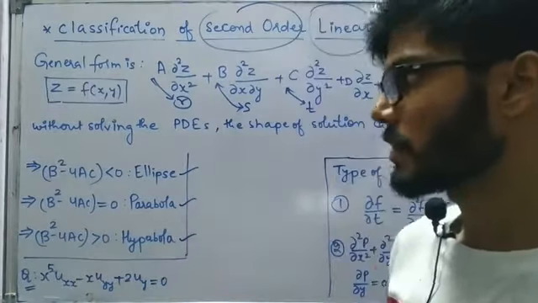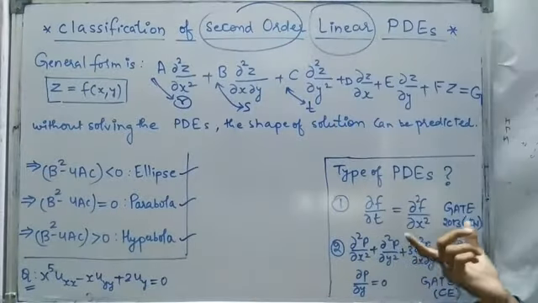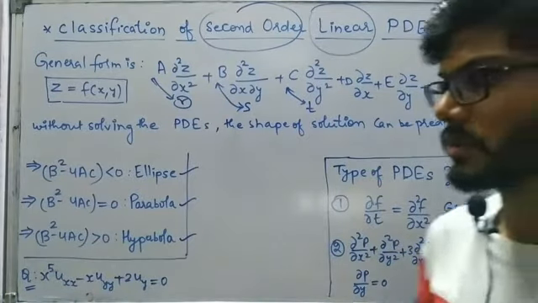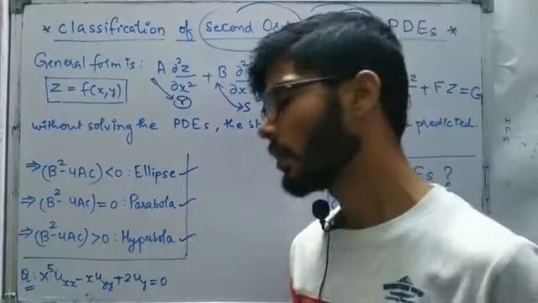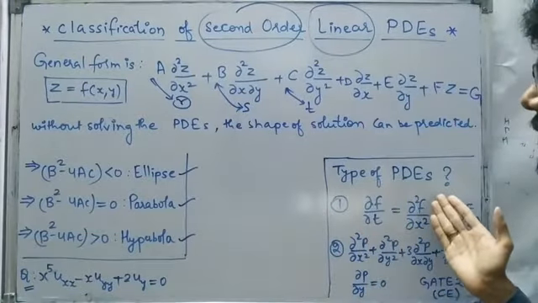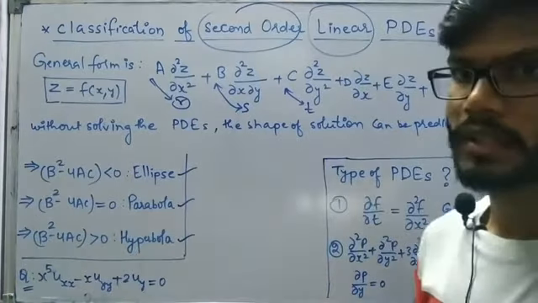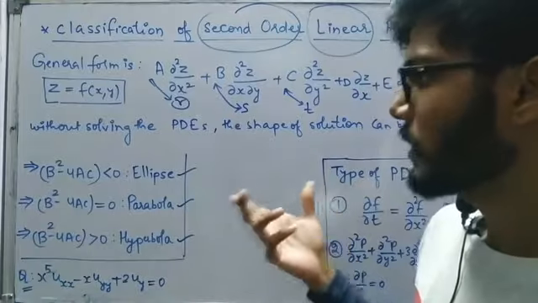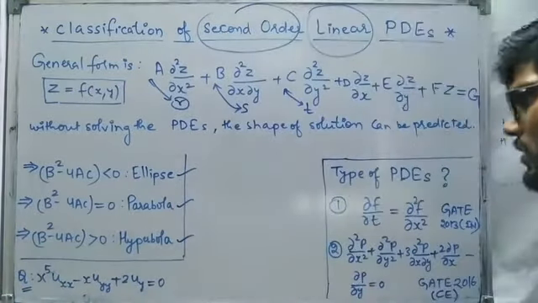And sometimes, instead of asking what the shape of the solution is, the question is asked as the type of partial differential equation. So we are going to have 4 options like circle, ellipse, parabola, hyperbola, or none of these. So this is also going to be one way of asking the question: the type of partial differential equation, instead of the shape of the solution. So that's all.